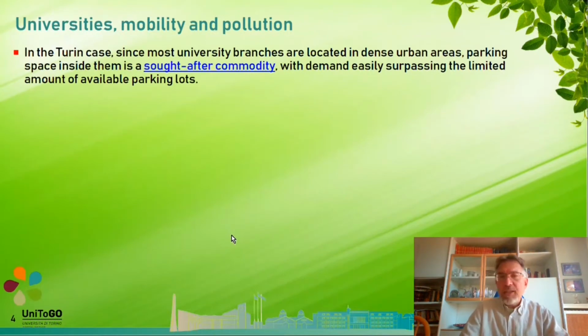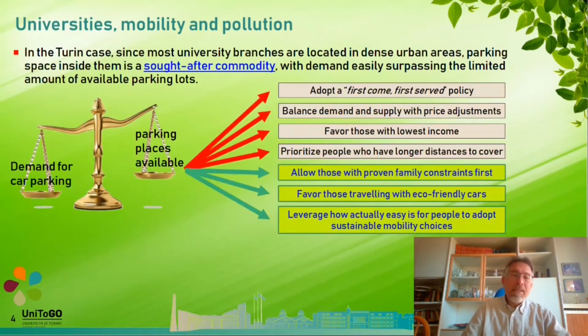Most of Turin University is located in dense urban areas, and therefore parking lots are a sought-after commodity, and the demand easily surpasses the parking places available. So how to allocate these parking places in a rational manner to a lot of people requesting to access them?